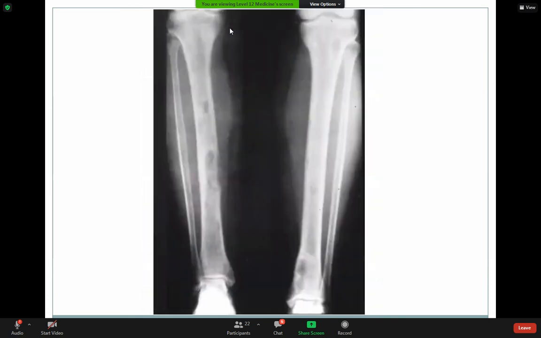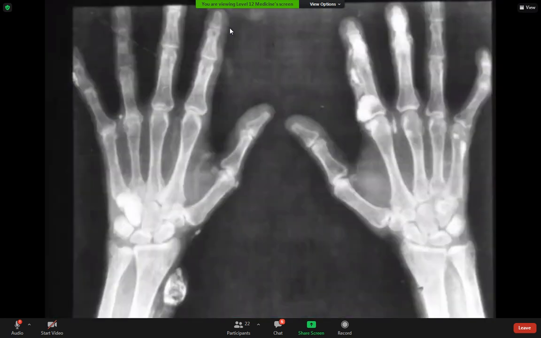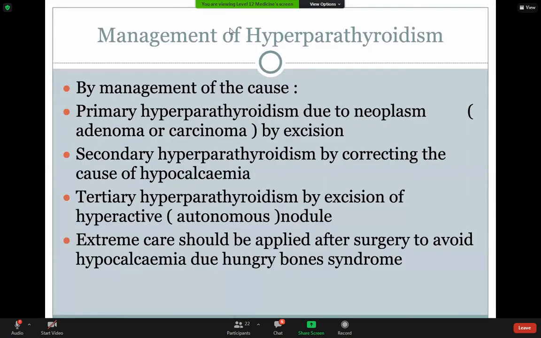And here you can see on the right tibia, in the middle, there's a large radiolucency, and that is a brown tumor, okay? And in the other parts of the tibia, also in the left tibia, you can see the cystic formation. This is what chondrocalcinosis looks like. So you can see on the left wrist, this big calcified foreign body or loose body, okay, and that is caused by hyperparathyroidism.